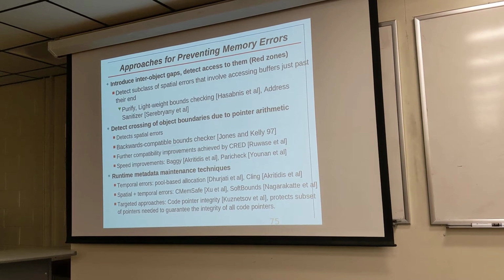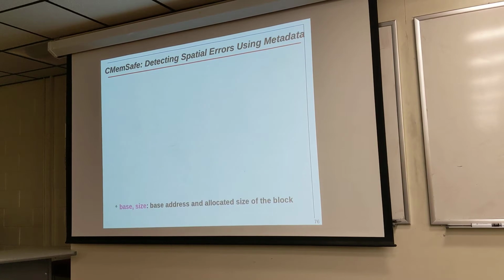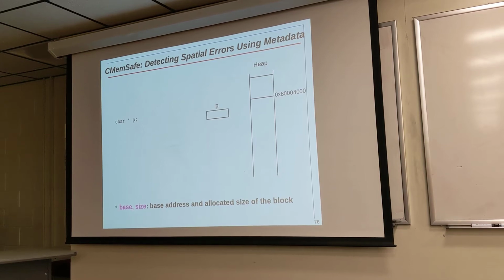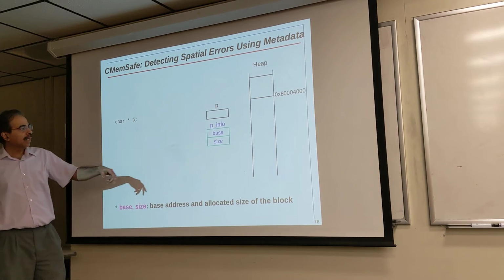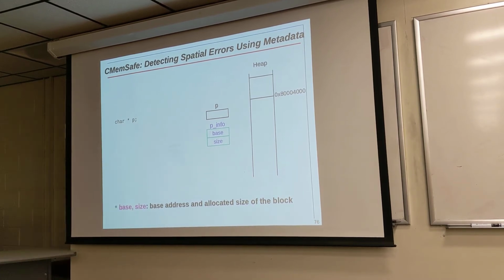So there are various techniques for doing this, and I'm going to just very quickly give you some idea of how this works. Okay. So for the metadata maintaining, in order to do this, what happens is that for each pointer, you have to maintain some associated metadata. Okay. So in this case, there's a pointer P, and let's call the metadata P info. Okay. And for dealing with spatial errors, you need to have two pieces of metadata, one that says what is the base of the object, and another one that says the size of the object.